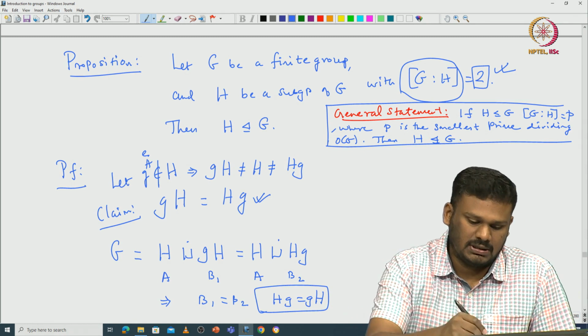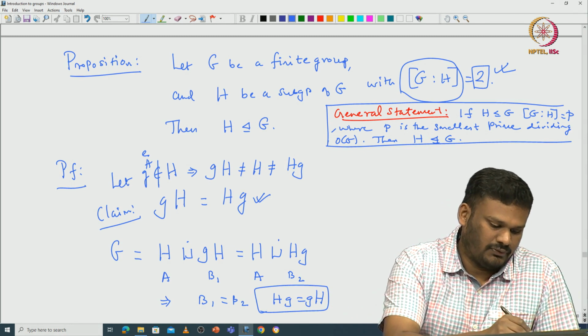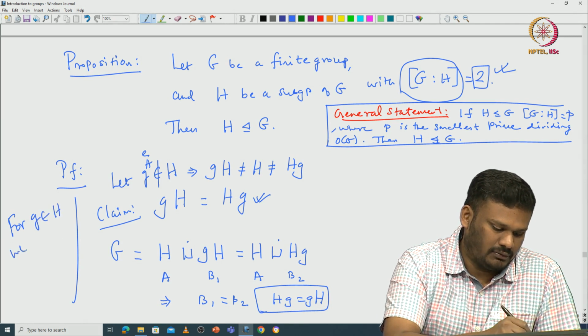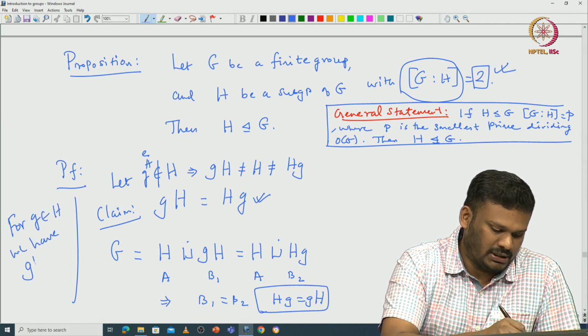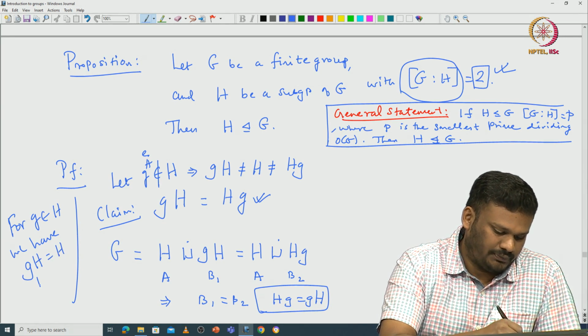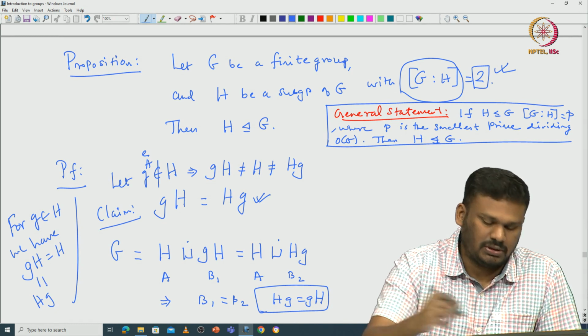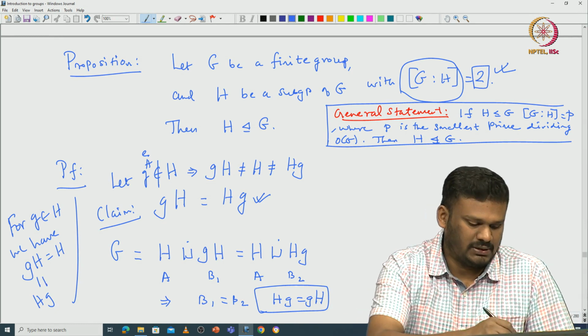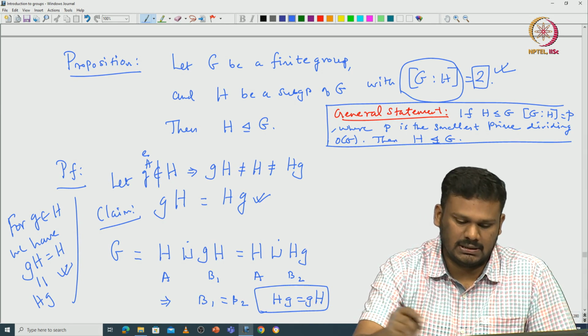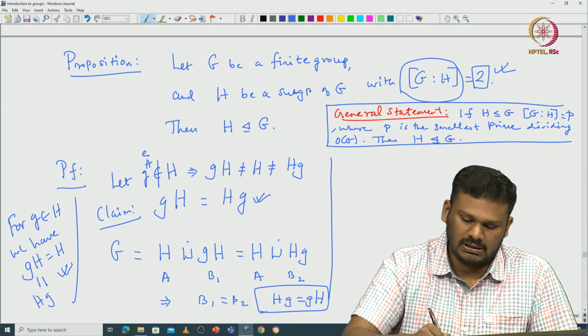When g is in H, we have gH equal to H, as well as Hg equal to H. In that case, this is verified for free. So you take an element which is not in H, and then we have verified that this is what happens.